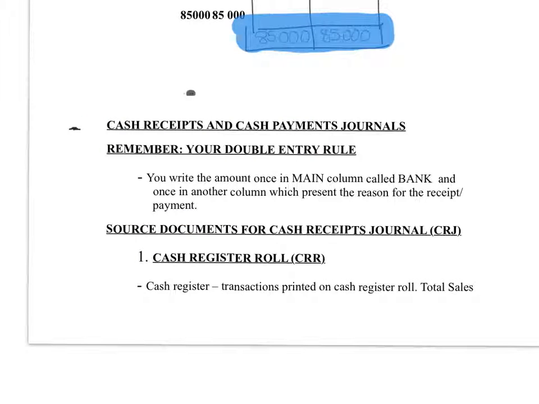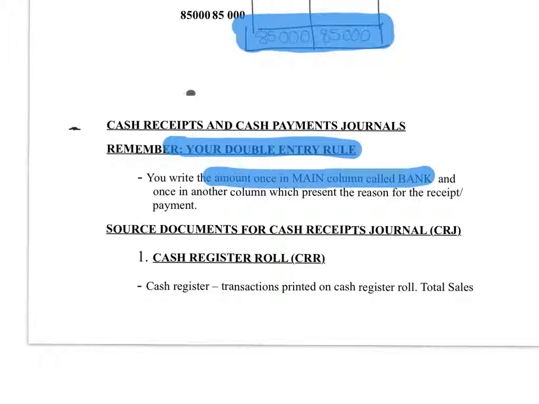When we look at the cash receipts and cash payments journals, you have to remember your double entry rule. What is your double entry rule? It says that you are going to write one amount once in the main column called the bank, and then once more in another column that will tell you the reason for the receipt or the payment.